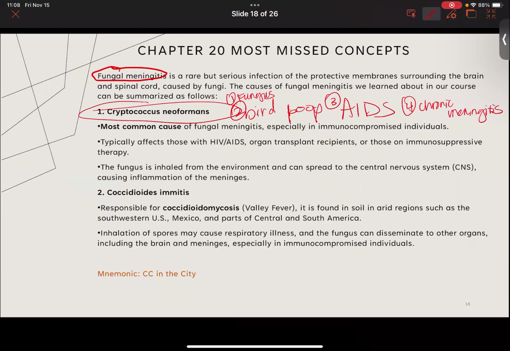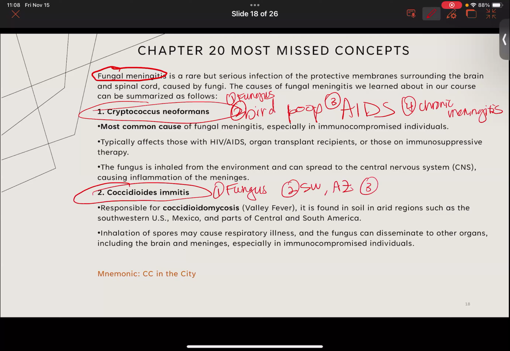So you should be thinking meningitis, right? So that's what I think when I hear that one. When I hear Coccidioides immitis, I think number one, fungus. Number two, this occurs in the Southwest, especially Arizona. And number three, meningitis. Great, that's what I know. Our mnemonic for this one, CC in the city. We have Cryptococcus and Coccidioides.